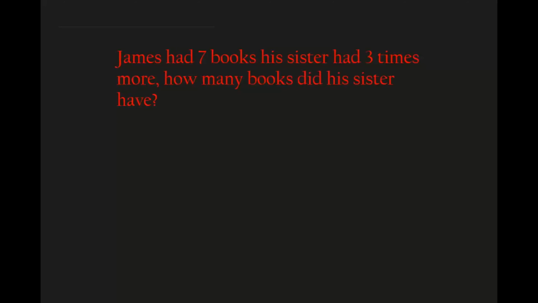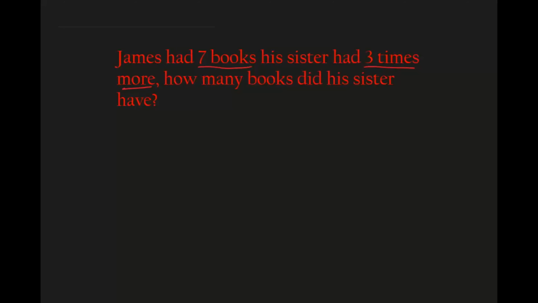So, now let's check if it's right. We have James. He had 7 books, and his sister had 3 times more. How many books did his sister have? So this is a word problem, obviously. So we have James, who had 7 books, and his sister had 3 times more. How many books did his sister have? So what we will do is we will draw a model. Let's draw a model, like I said.